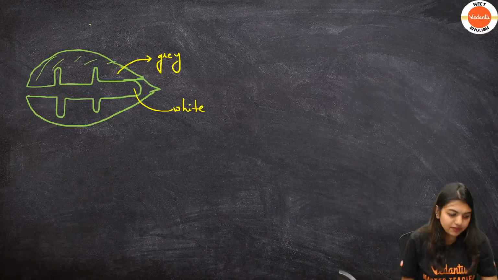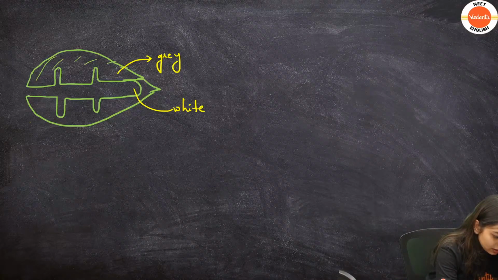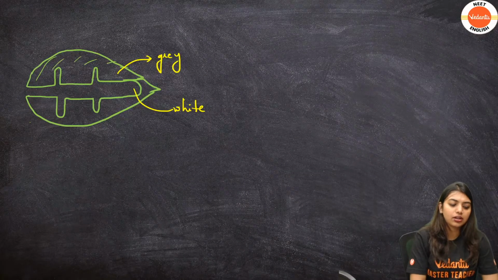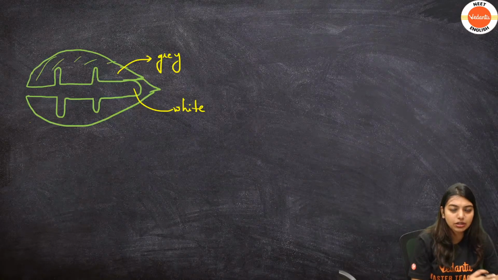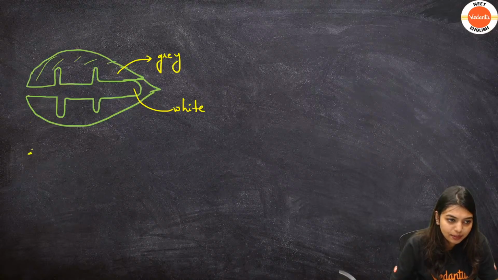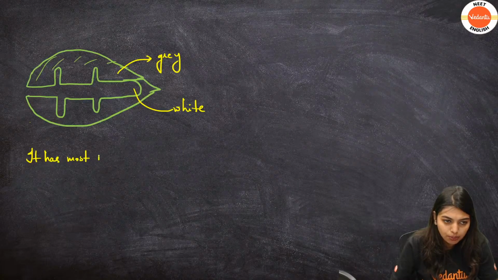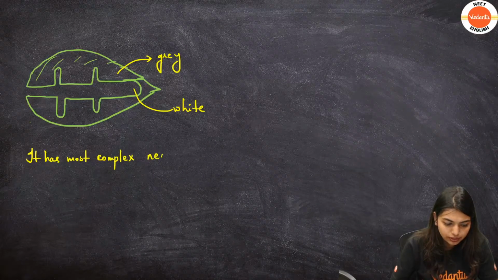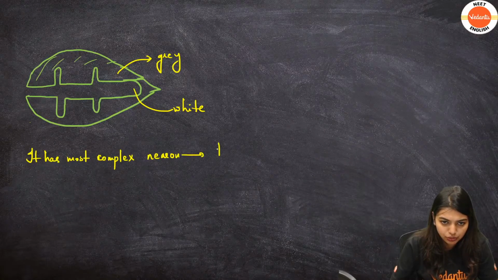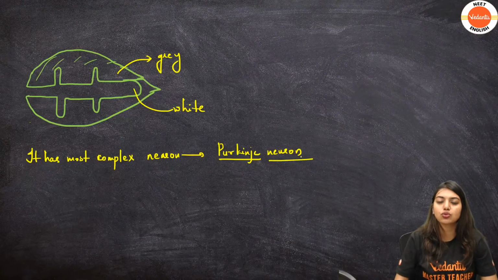Okay, now students, if this much is clear, arbor vitae, is that mentioned in your textbook? Yes, okay. Now, listen here, spinal cord, I told you, and the medulla oblongata, has white matter outside, gray matter inside. And now it is very important to know, it has the most complex neuron called the Purkinje neuron. This is named after the scientist who found it, Purkinje.